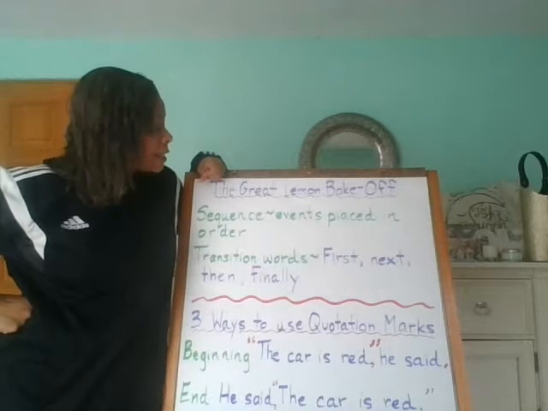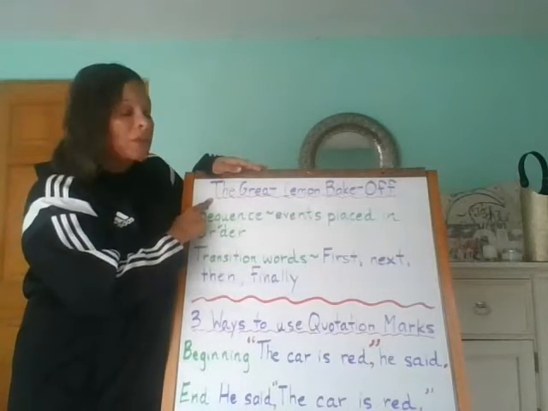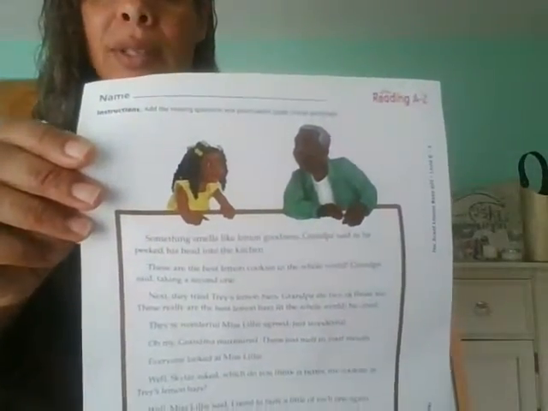For this lesson, you're going to have access to your internet. The Great Lemon Bake-Off is going to be in your assignments, and you will need these 3 sheets that I gave to you in a packet. If not, I sent it as an attachment email. This activity is on sequencing. This activity is on adding quotation marks. And this activity is on forming compound words.